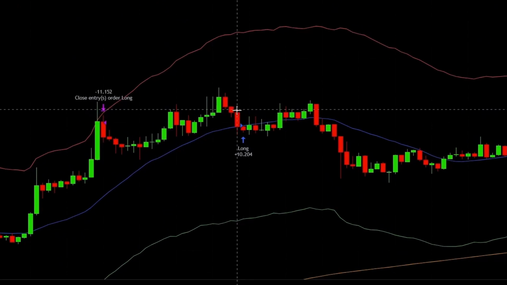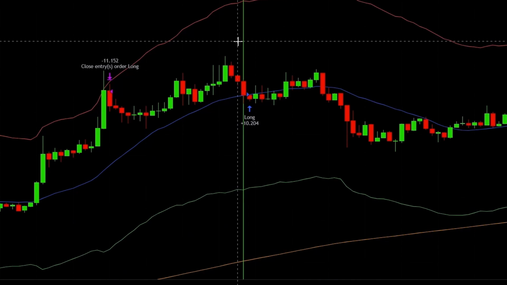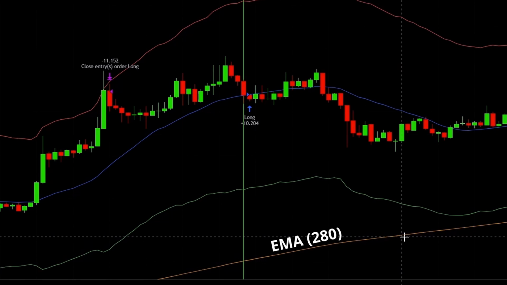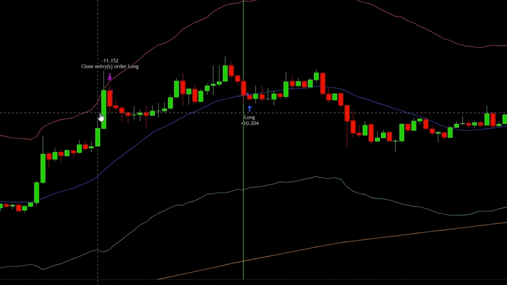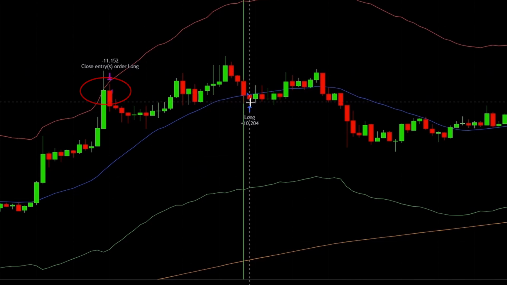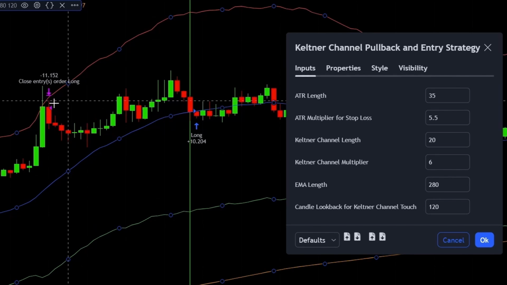Let's search for an example and I will show you how it works. Okay, here we have an entry signal candle, then a valid long entry. For a valid long entry, first the price should be above the 280 length exponential moving average. After that, we need to see a prior touch of the upper Keltner channel band, then a pullback to the middle line.